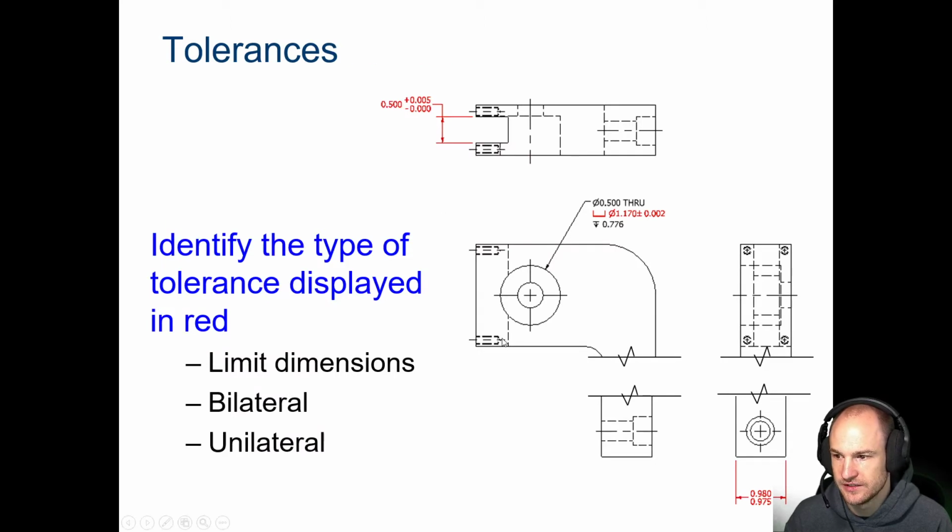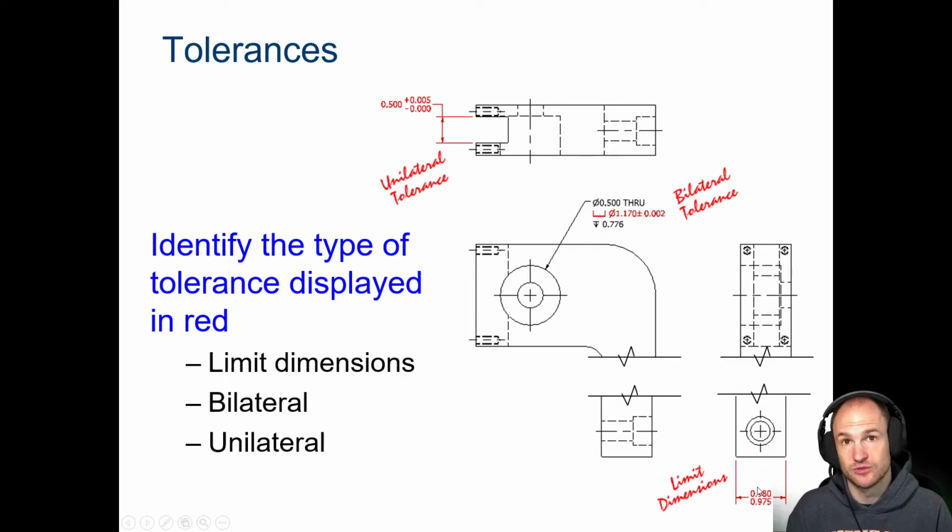And then we've got to identify them. In class I would have you identify this, but since you're not here, let's just go through. We've got our unilateral, because it can only change in one direction. We've got our bilateral, which means it can change both upper and lower, and then we've got our limit, which gives us what the actual range is right from the get-go.